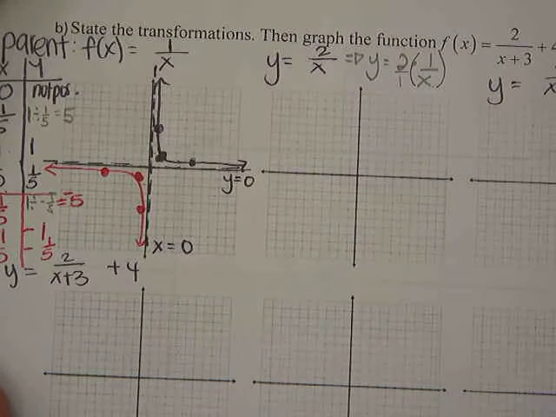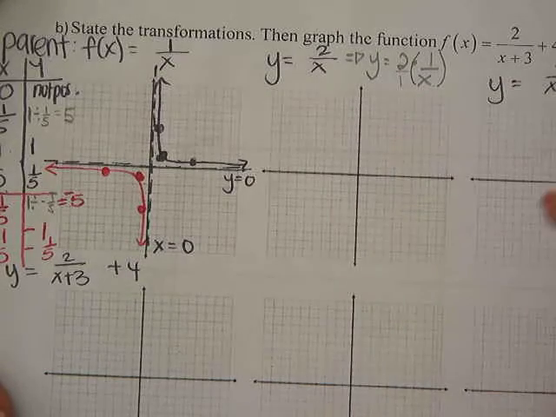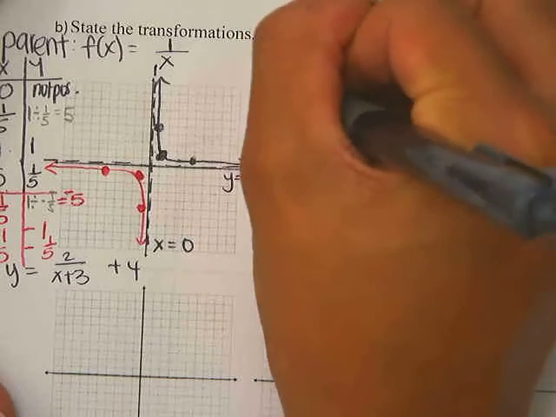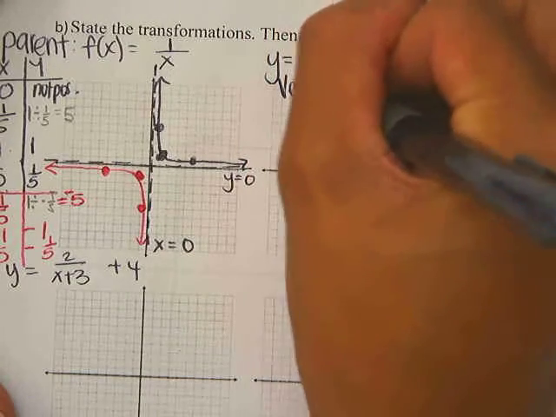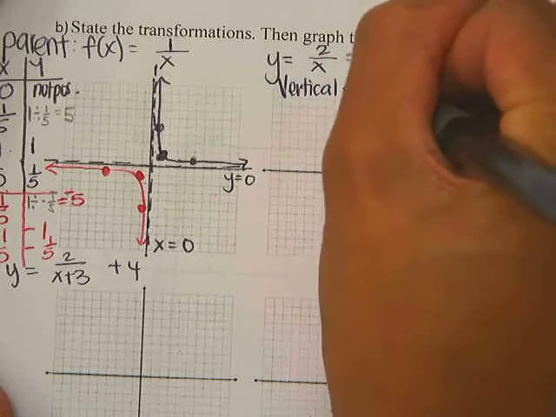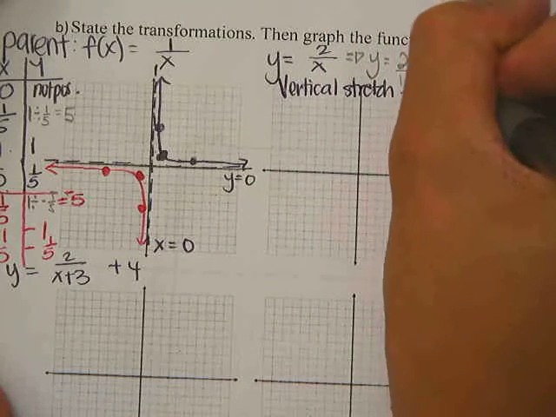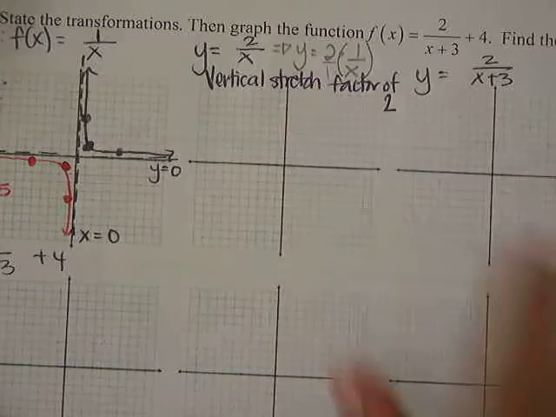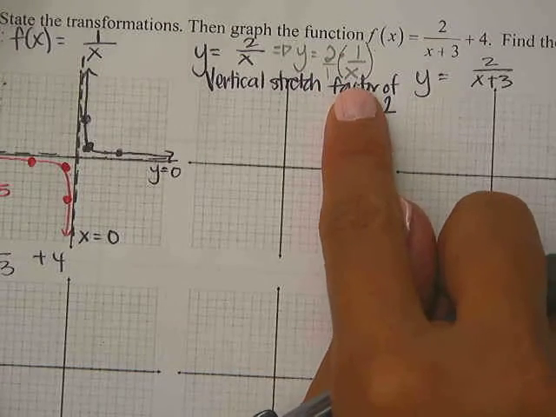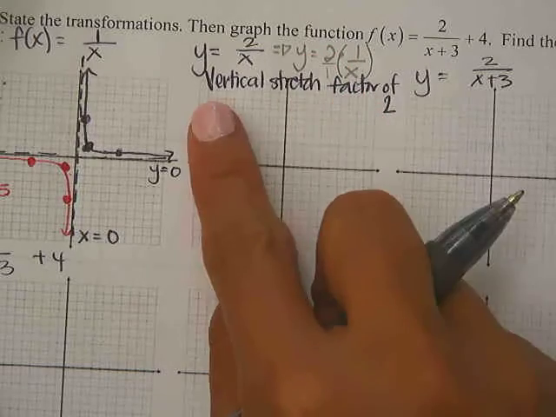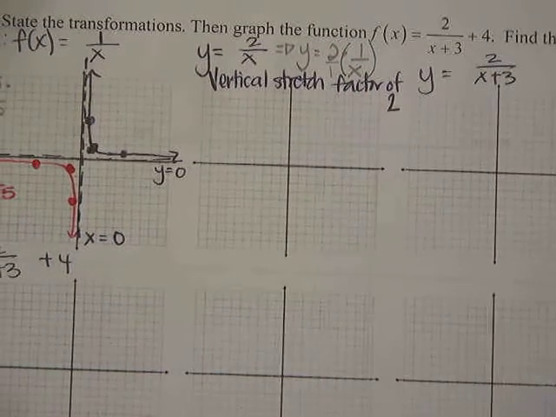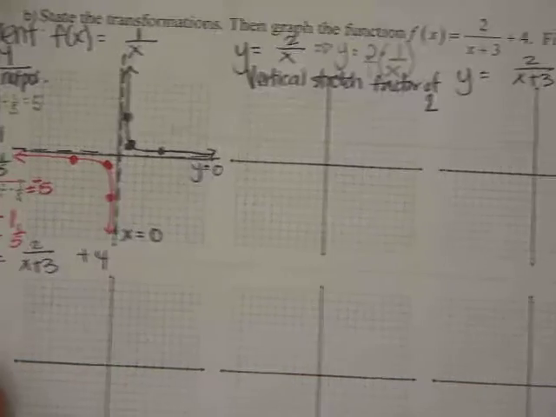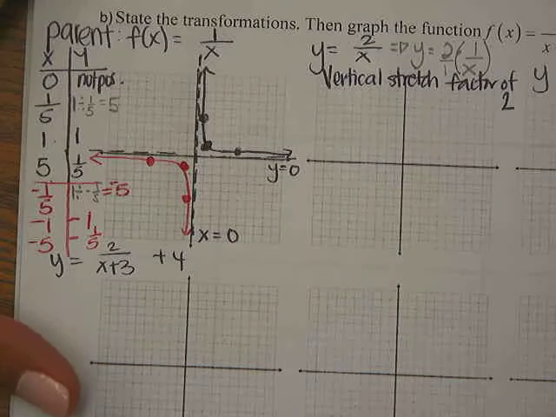It's really no difference. The transformation is called, because the 2 is in the front, a vertical stretch factor of 2. Okay? Because you have 2 times the parent. So that's 2 times the parent. So therefore, this is the vertical stretch factor of 2. Meaning that all of my y values will get multiplied by 2 times as much.